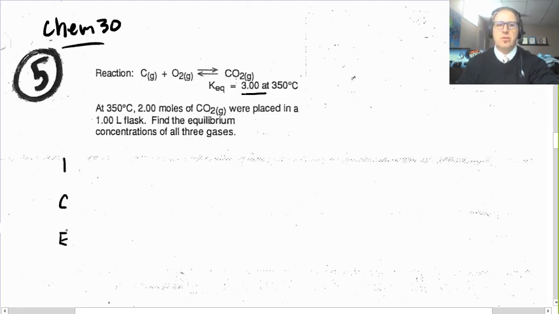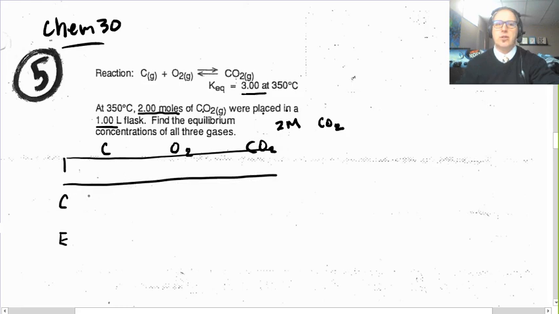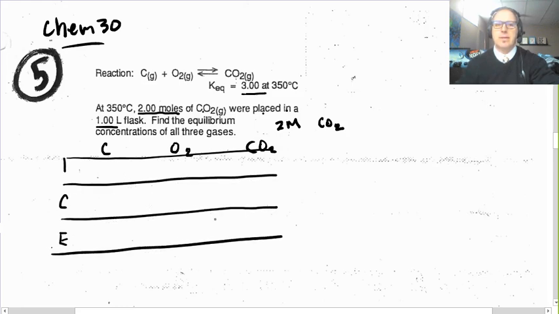Because we're going to want to use an ICE chart here, because it looks like we've got 2 moles of CO2 placed in a 1 liter flask, so the concentration is 2 molar for the CO2, right? And it says find the equilibrium concentrations of all 3 gases. Okay, so if you want to write C, O2 and CO2 along the top and make your chart, I would encourage that, right? And so we have a column for carbon, one for oxygen, and one for carbon dioxide.